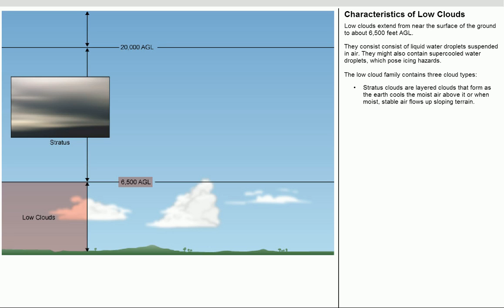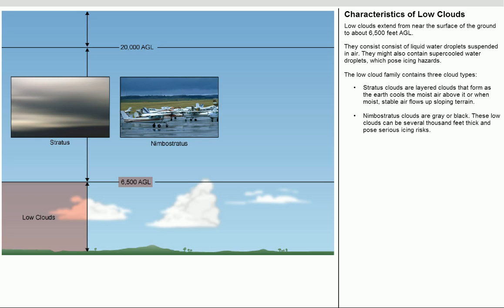Stratus clouds are layered clouds that form in stable air near the Earth's surface as the Earth cools the moist air above it. These clouds also can form when moist, stable air flows up sloping terrain or when warm rain falls through cool air and evaporates. Stratus clouds have a gray, uniform appearance and generally cover a wide area. Although these clouds rarely produce turbulence, pilots face other risks, such as low visibility and low ceilings. Icing is also possible if temperatures are at or near freezing.